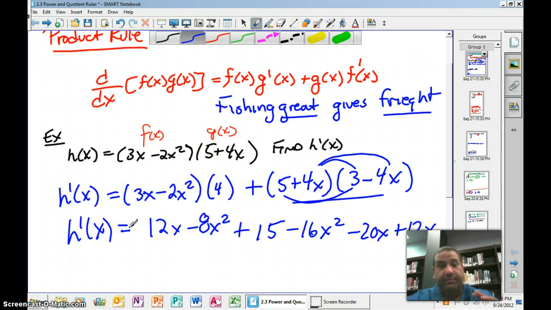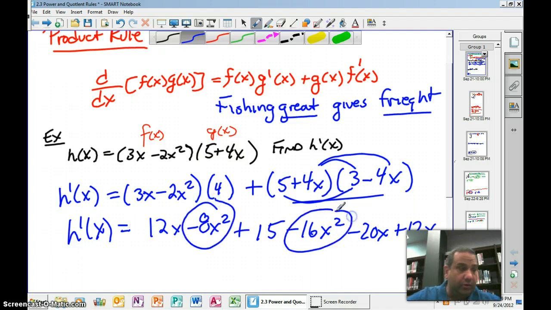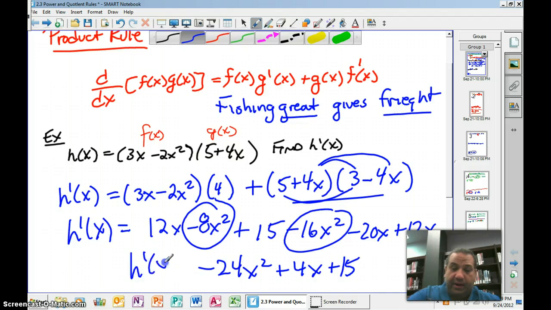Okay, let's combine our like terms. Our like terms are right here and right here. That's negative 24x squared. We need to combine our other like terms, which make it 4x, and plus 15, and voila. This is h prime of x. Nice, nice. Remember, first times derivative of second, second times derivative of first. If you say it three times real fast together, it'll work, no problem.